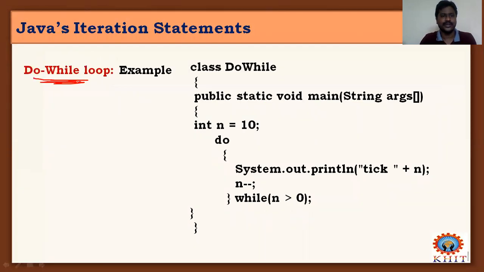Example of this do while loop. Here we have n equal to 10 and do: first it displays the n value, then decrements, and then checks the comparison with the condition n greater than 0. So it's the same process as in the previous example, but in reverse order.